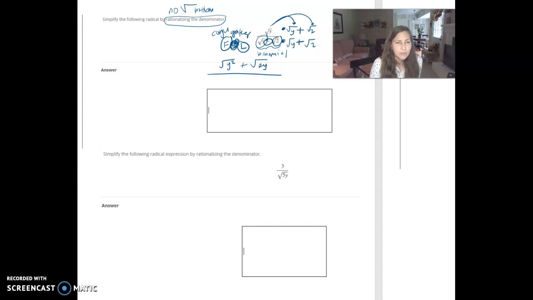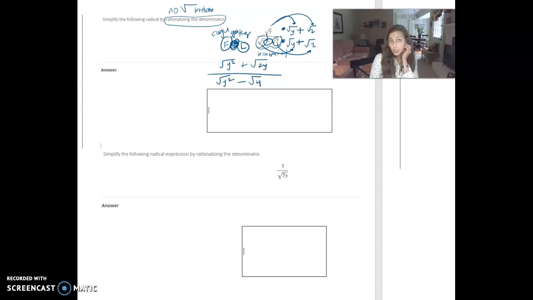Okay, my paper's getting really sloppy. Radical y times radical y is radical y squared. And then the last would be negative radical 2 times positive radical 2, which is negative radical 4.